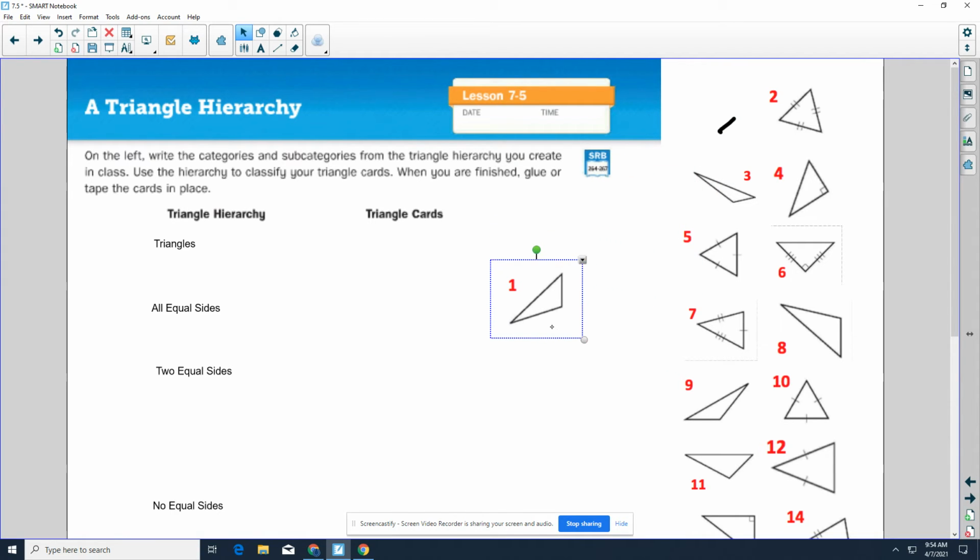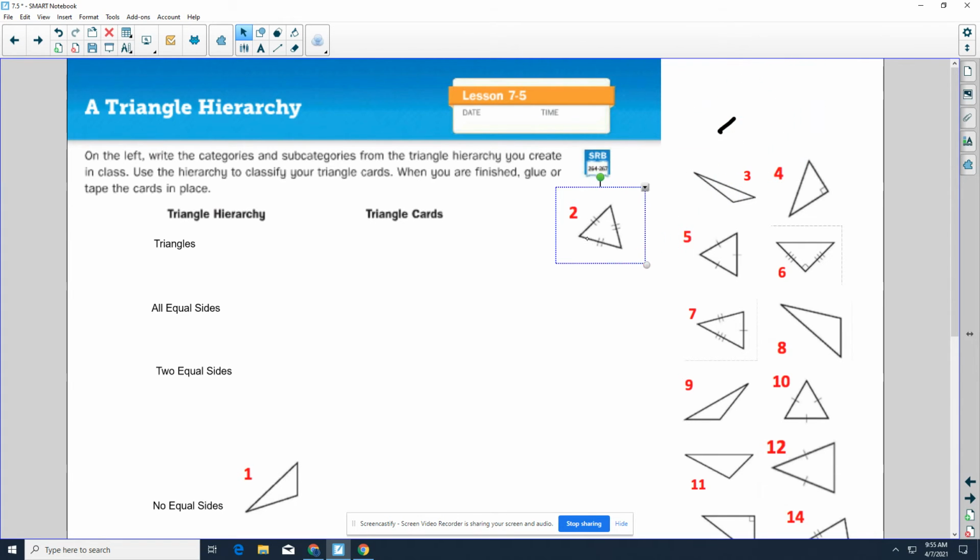Okay, but you want to write the category and subcategory. So let's see, this guy doesn't have any of those tick marks, so I'm going to say none of his sides are equal. So I'm going to put him right there. Now let's look at 2. I see there's 2 tick marks on each section, which tells me that all sides are equal. So that would go in the all sides equal category.